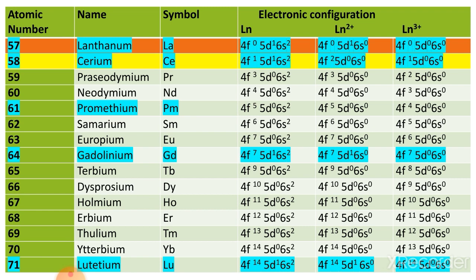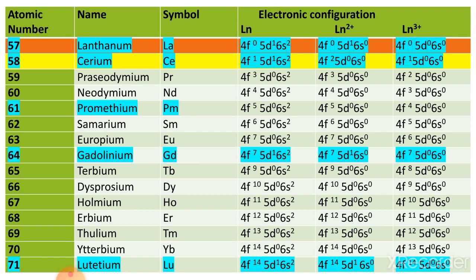Now then, atomic number 64. The name of the element is gadolinium, symbol Gd. This contains a half-filled f configuration, and this also contains one electron in the d orbital. Then 71, that is lutetium. This has a fully filled electronic configuration, that is 14 electrons in the f orbital. This also contains one electron in d.